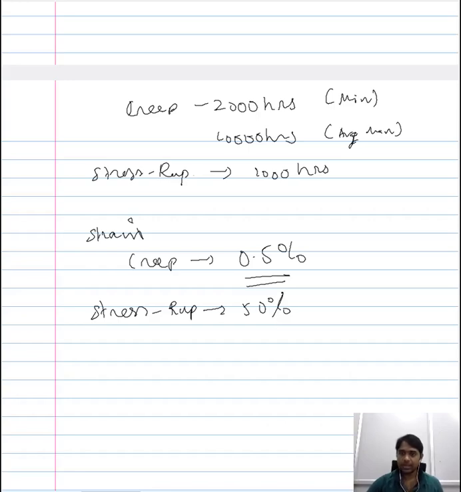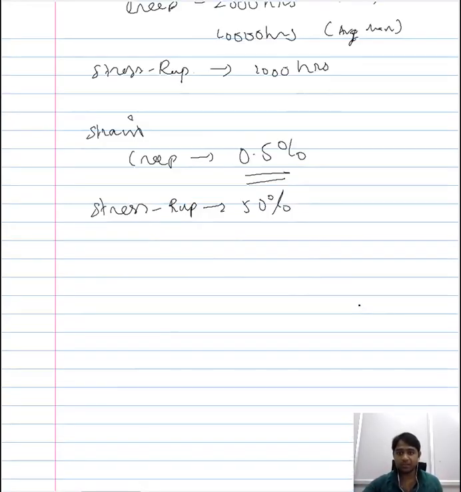So in addition to the time taken for the overall testing, the strain exhibited by the material during the different tests also varies significantly. In the creep test, it is just 0.5% strain. In the stress rupture test, it is 50% or more. The way we calculate the strain in the stress rupture test is that after piecing together the failed or ruptured material, we calculate the overall strain exhibited by the material before it fails.